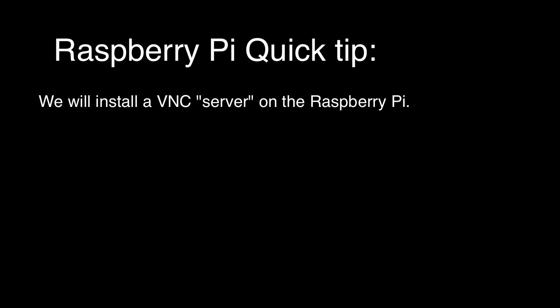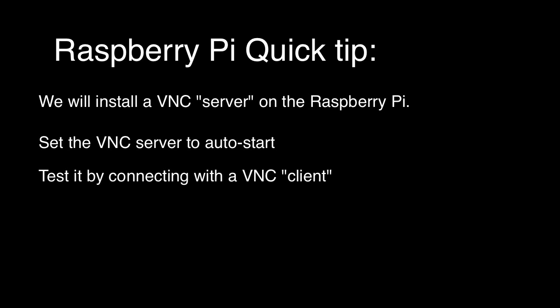Okay, folks, we're going to give you a really quick tip on how to connect to your Raspberry Pi to control it remotely. We're going to install a VNC server on the Raspberry Pi, set it to start automatically, and then test it just to make sure that everything is working.